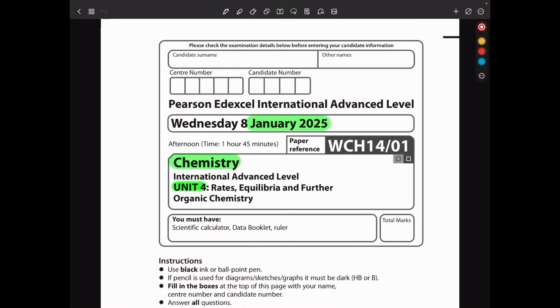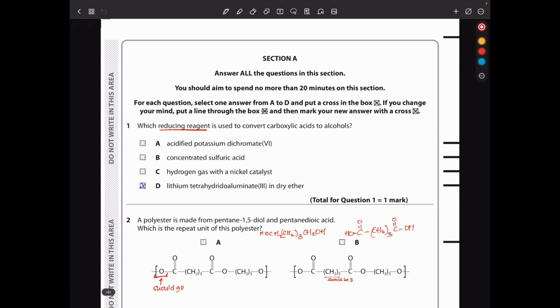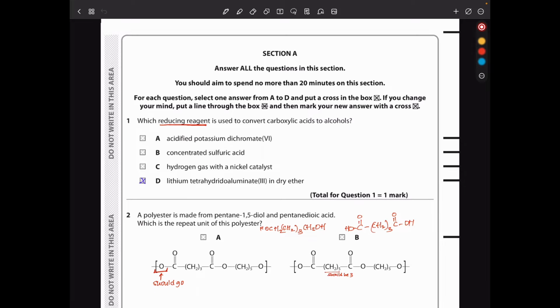Today we're doing the Pearson Edexcel International A-Level Chemistry Unit 4 for January 2025. Let's begin with the first question. In question 1, which reducing agent is used to convert carboxylic acids to alcohol? This should be lithium tetrahydroaluminate(III) in dry ether, so the answer is D.